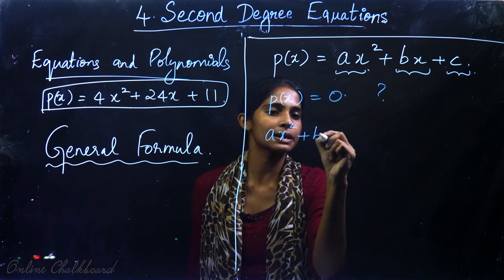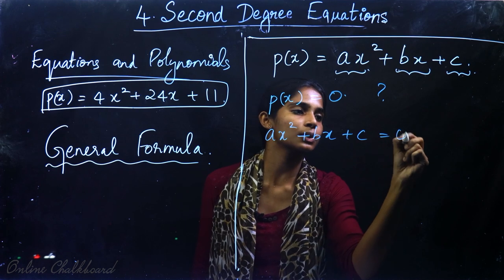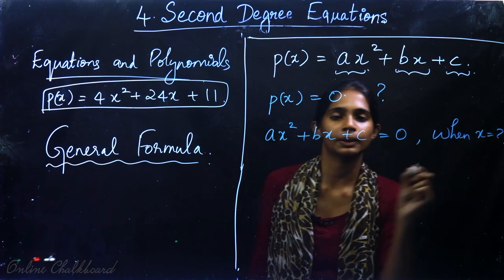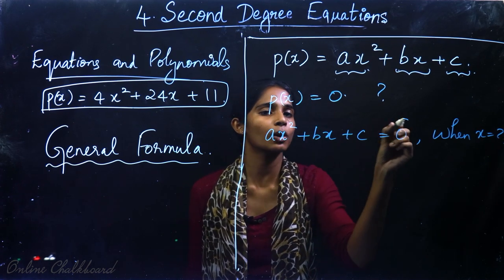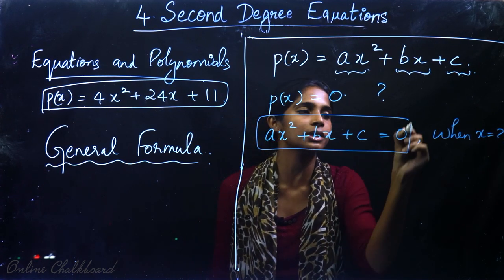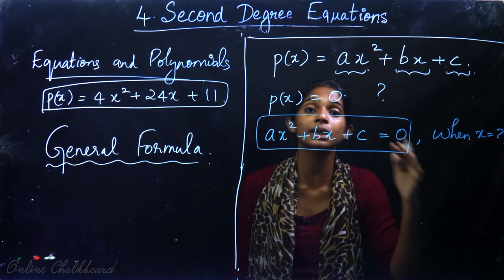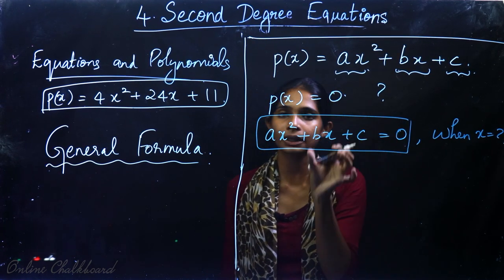ax square plus bx plus c is equal to 0 when x is equal to what? This is what you have to find. In a standard equation form, that is the standard polynomial equal to 0. That's what we have to do.